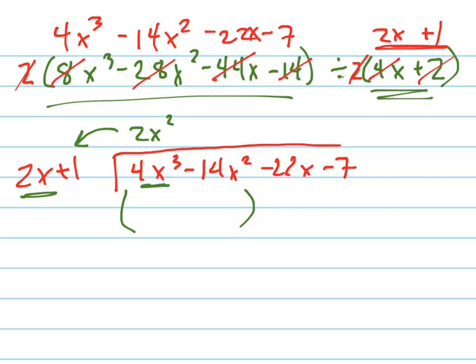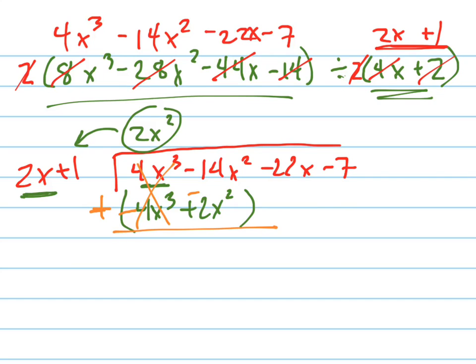So I divided 4x cubed by 2x, and I put that here, and now I'm multiplying that, and I'm writing that answer here: 4x cubed plus 2x squared. Now I'm subtracting that. I like to change colors. So let's distribute the negative in. Those go away. That was the whole point of that. These add down to negative 16x squared.